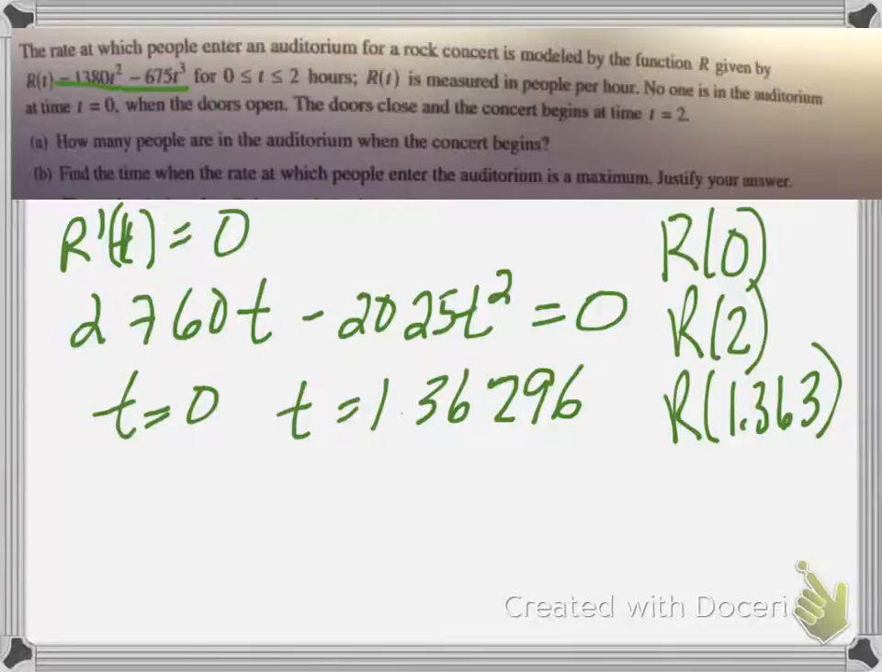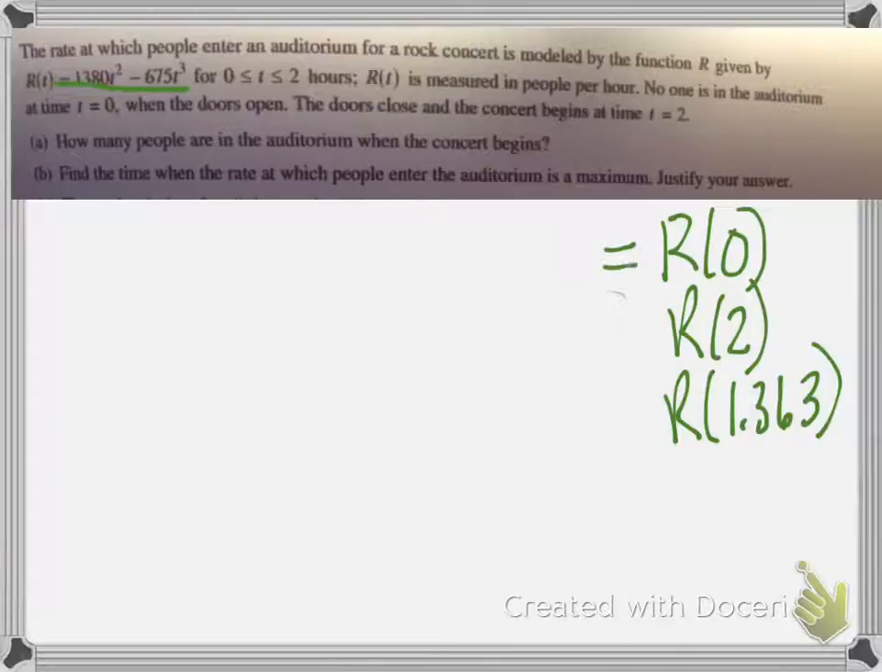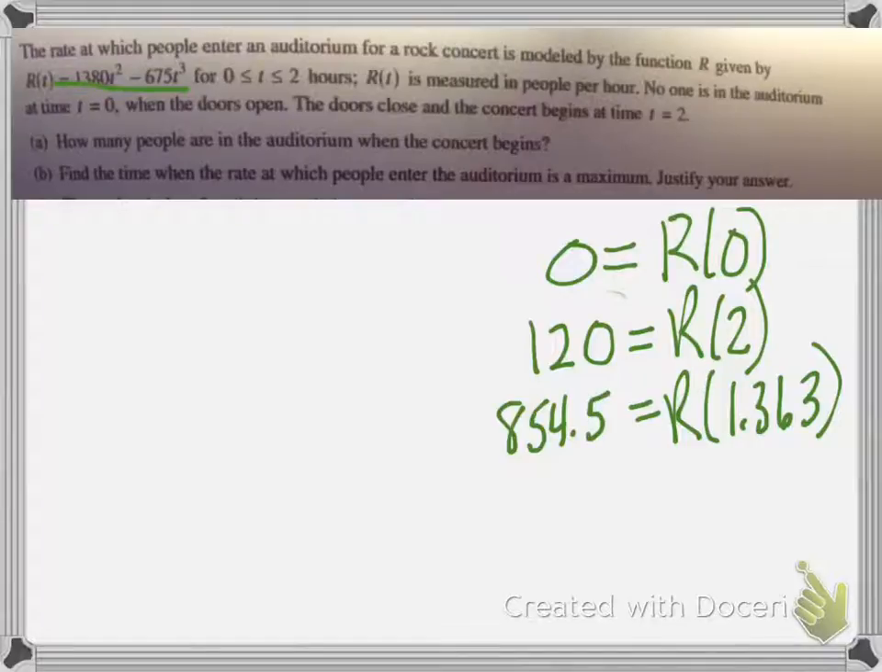Okay, I'm going to make some room. I'm just going to write a little bit backwards. R of 0 was 0. They told you that anyway, that at time equals 0, there's no one there. At t equals 2, there was 120 people. And at r of 1.363, there was 854.5 people. So obviously, you'd have to round that.